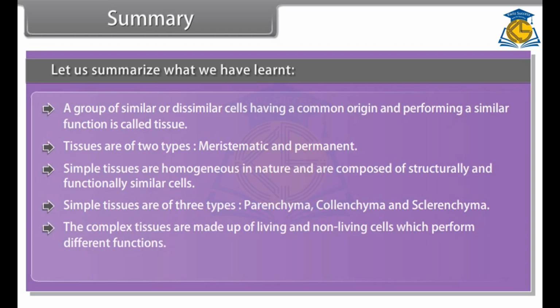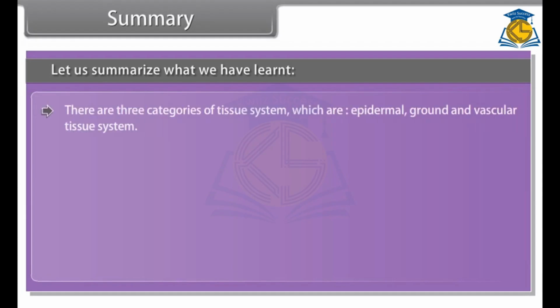The complex tissues are made up of living and non-living cells which perform different functions. Complex tissues are of two types, xylem and phloem. There are three categories of tissue system, which are epidermal, ground and vascular tissue system.